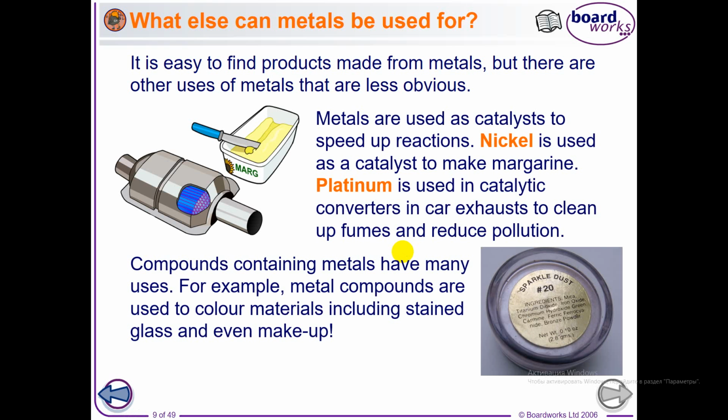Compounds containing metals have many uses. For example, metal compounds are used to color materials including stained glass and even makeup. Can you find any other uses of metals? Answer.